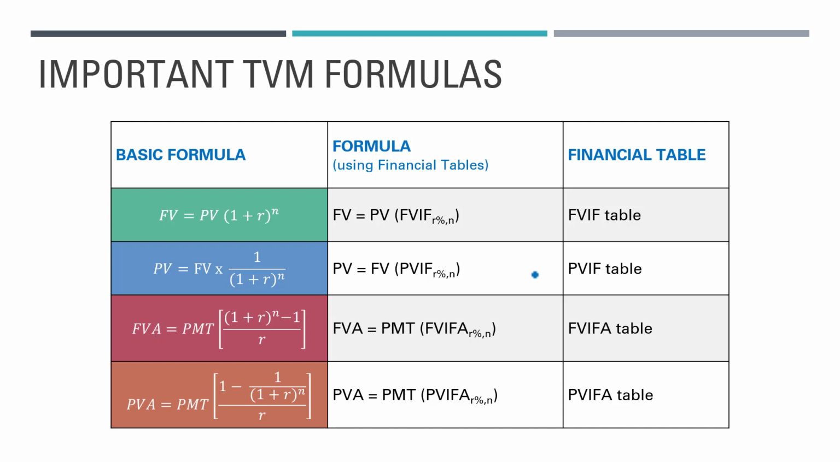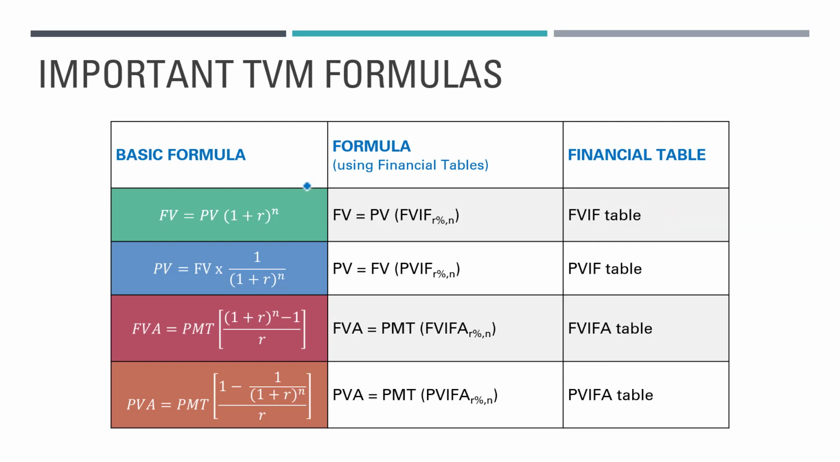Besides the four basic formulas, there's another option to calculate future value and present value, called financial tables. Just refer to the related financial tables to get the interest factor. As you can see here, there are things like FVIF, PVIF, FVIFA, PVIFA. This IF actually stands for interest factor.